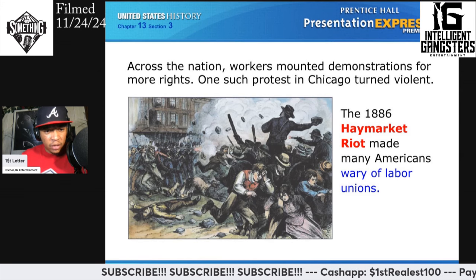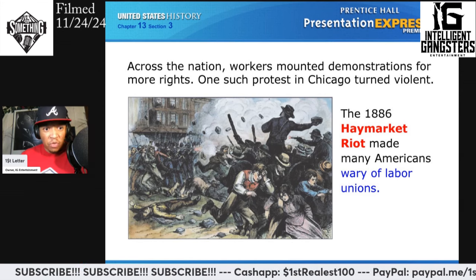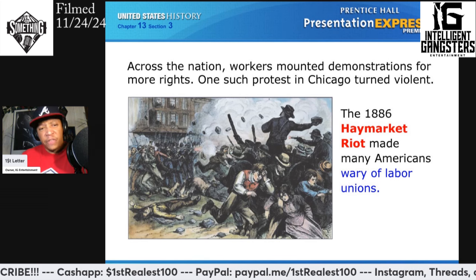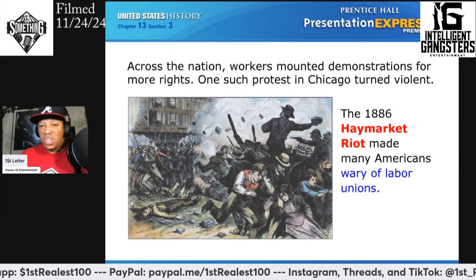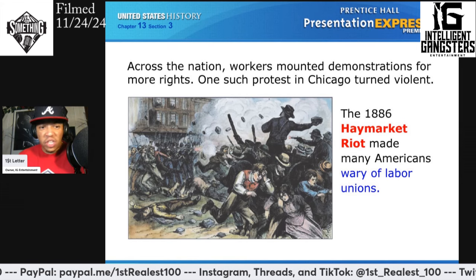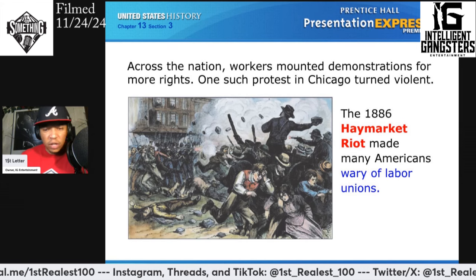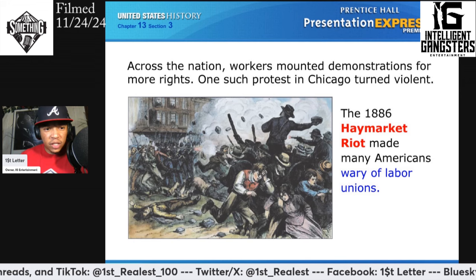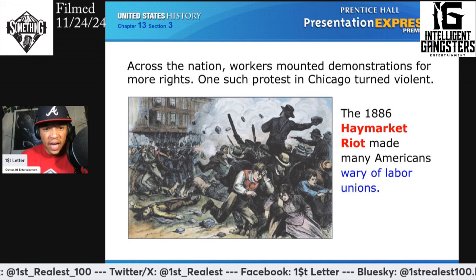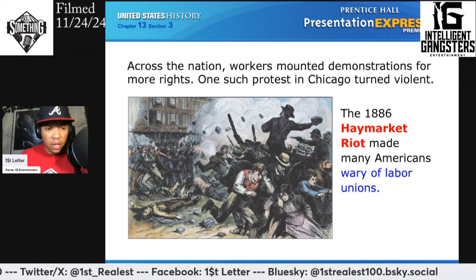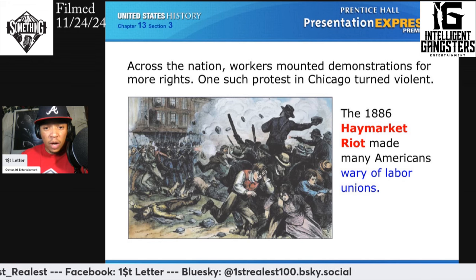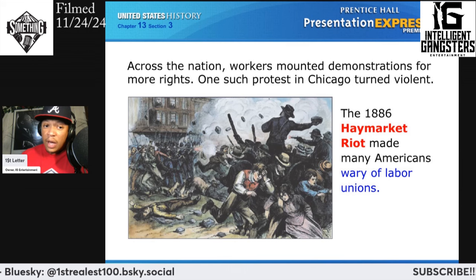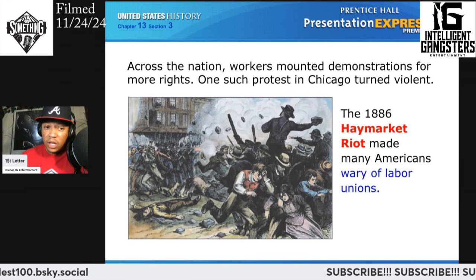Imagine you were living at this time. You're feeling fucked over by your employer. You're tired of the low pay. You're tired of the fucked up working conditions, and you want to take to the streets and demonstrate. You want labor unions and shit like that. But then you find out about the Haymarket riot, and how it got violent, and how some folk died. As I said, many Americans became wary of labor unions. Many Americans were like, man, fuck that shit. I don't like my job, but I ain't trying to get killed behind this.